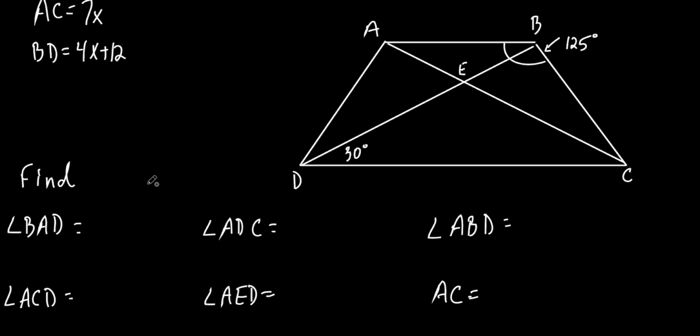Let's start off with the first one, angle BAD. We got to find where it is first. There's B, there's A, there's D. So what are we trying to find? We're trying to find that whole big angle right there.